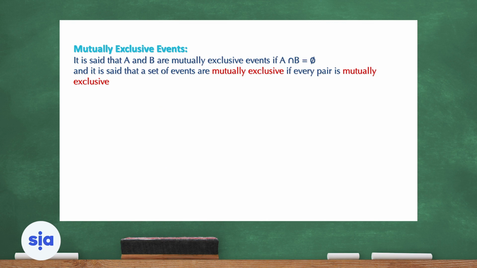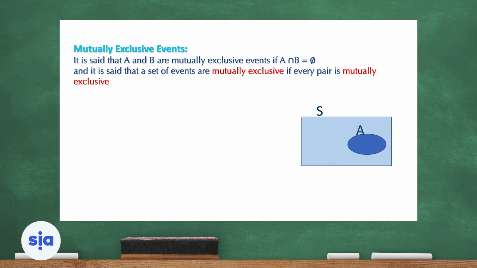Mutually exclusive events. It is said that A and B are mutually exclusive events if A intersect B is phi. Phi means there is no intersection between A and B. And it's said that a set of elements are mutually exclusive if every pair is mutually exclusive. So mutually exclusive means what? Means that there is nothing in common between them. There is no intersection between them.